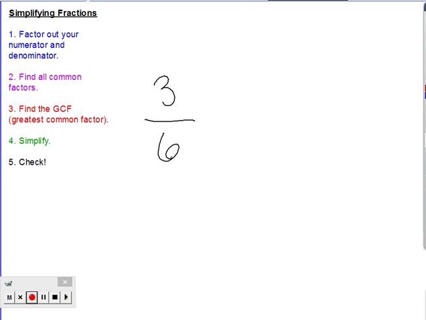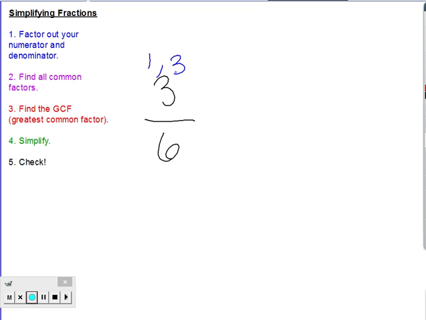So we are going to follow the 5 steps on the left of the screen to do this. Our first step, and I'll write in blue so you can see, is that we have to factor out our numerator and our denominator. Factoring out a number means finding all the factors, or all the ways you can multiply two numbers to get that number. For example, to get 3 by multiplying, we can do 1 times 3. Therefore, the factors of 3 are 1 and 3.